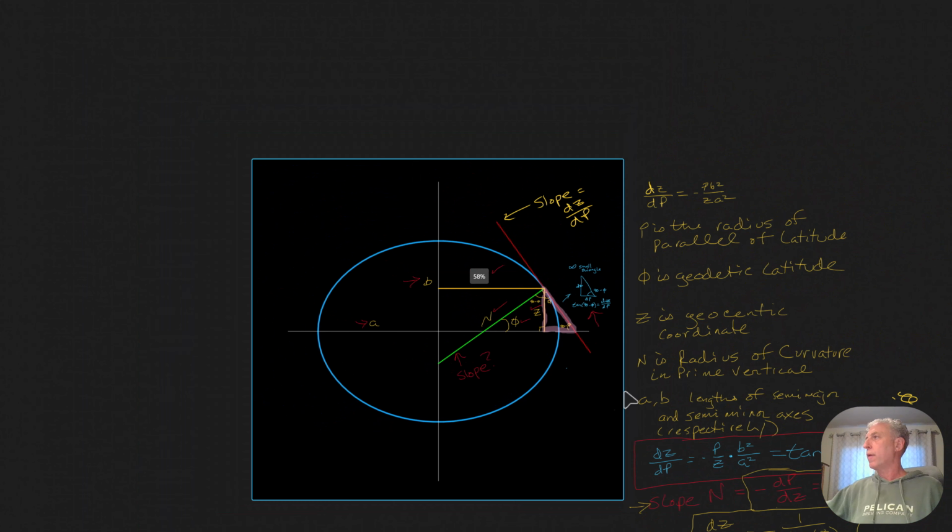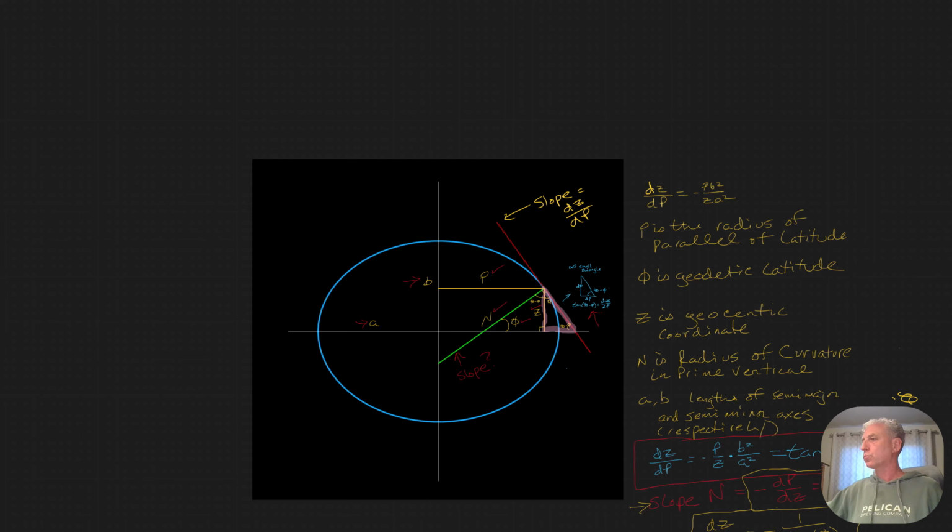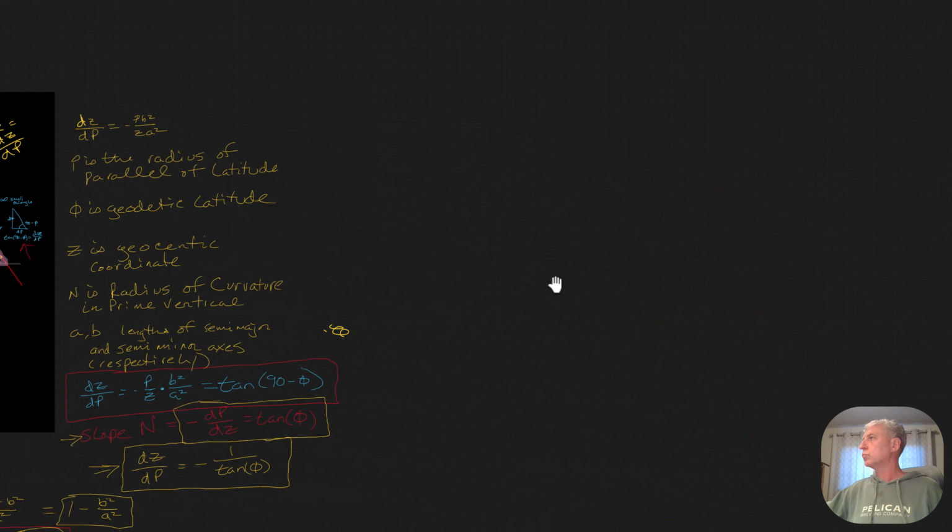Okay, so that was super fun. Change topics a little bit. Now we'll talk about the radius of curvature. And you'll see why I'm in opposition to the term radius of curvature in the prime vertical. It implies that n is a radius of curvature, and in fact it's not. So let's talk about radii of curvature.